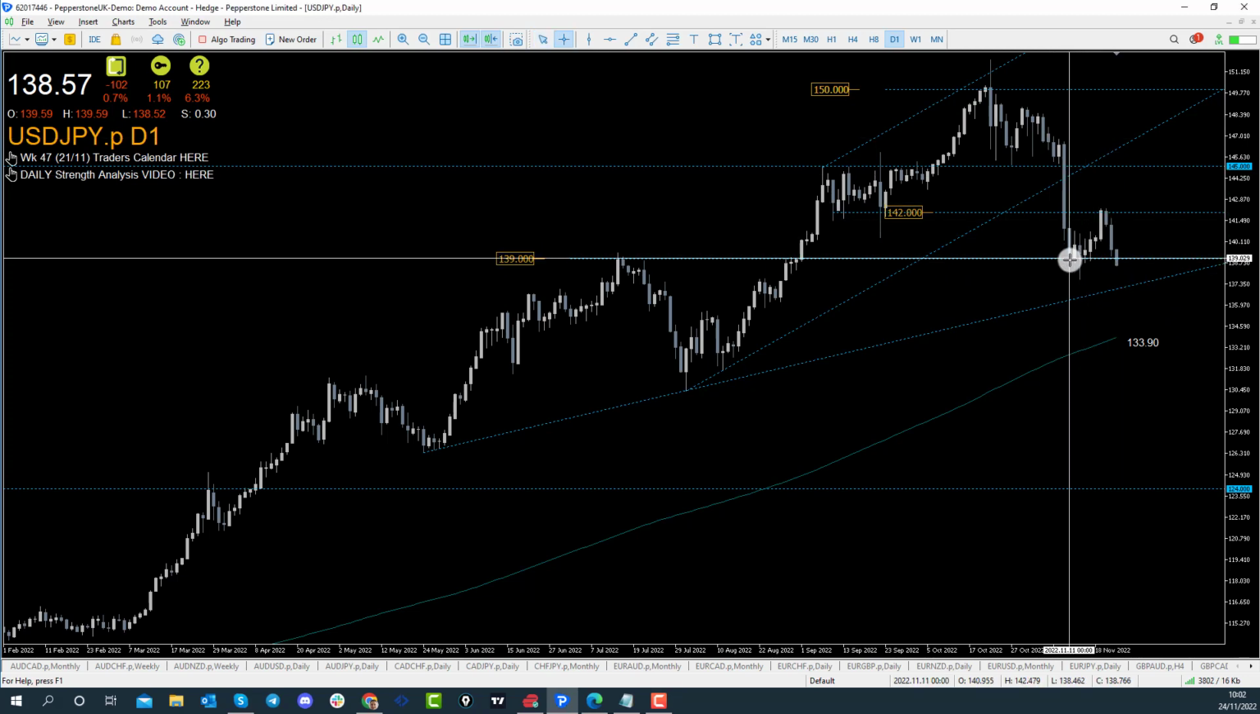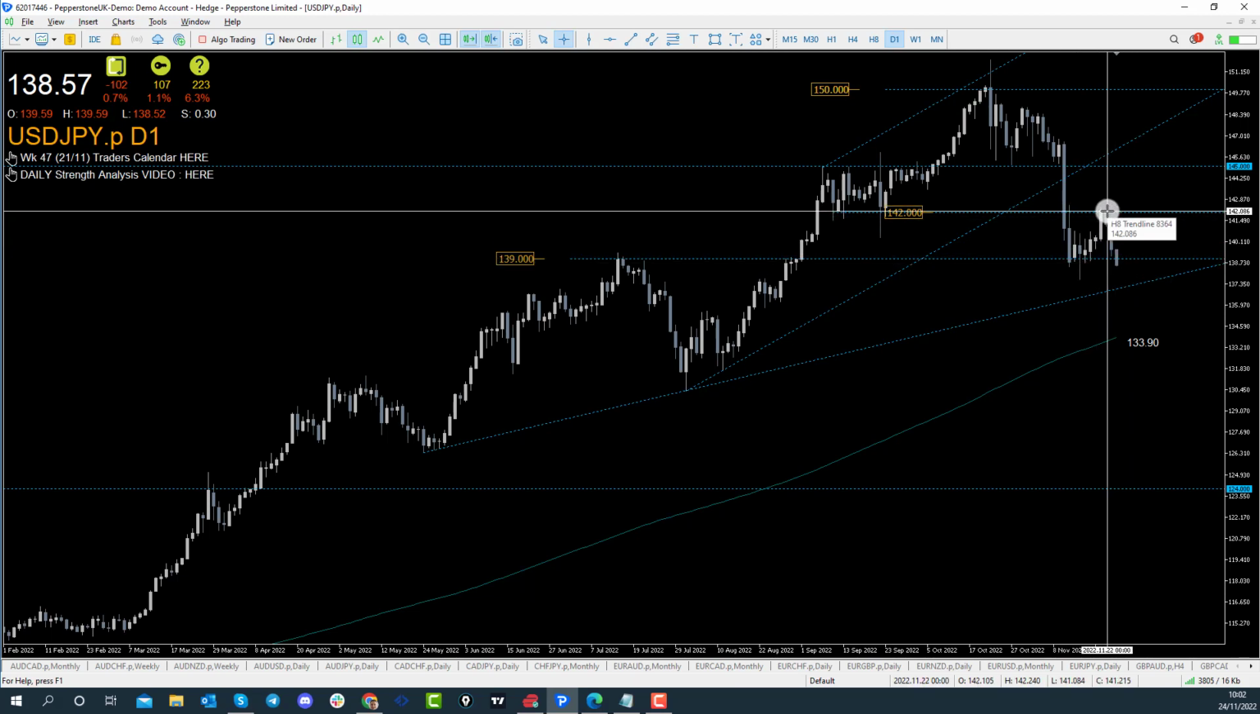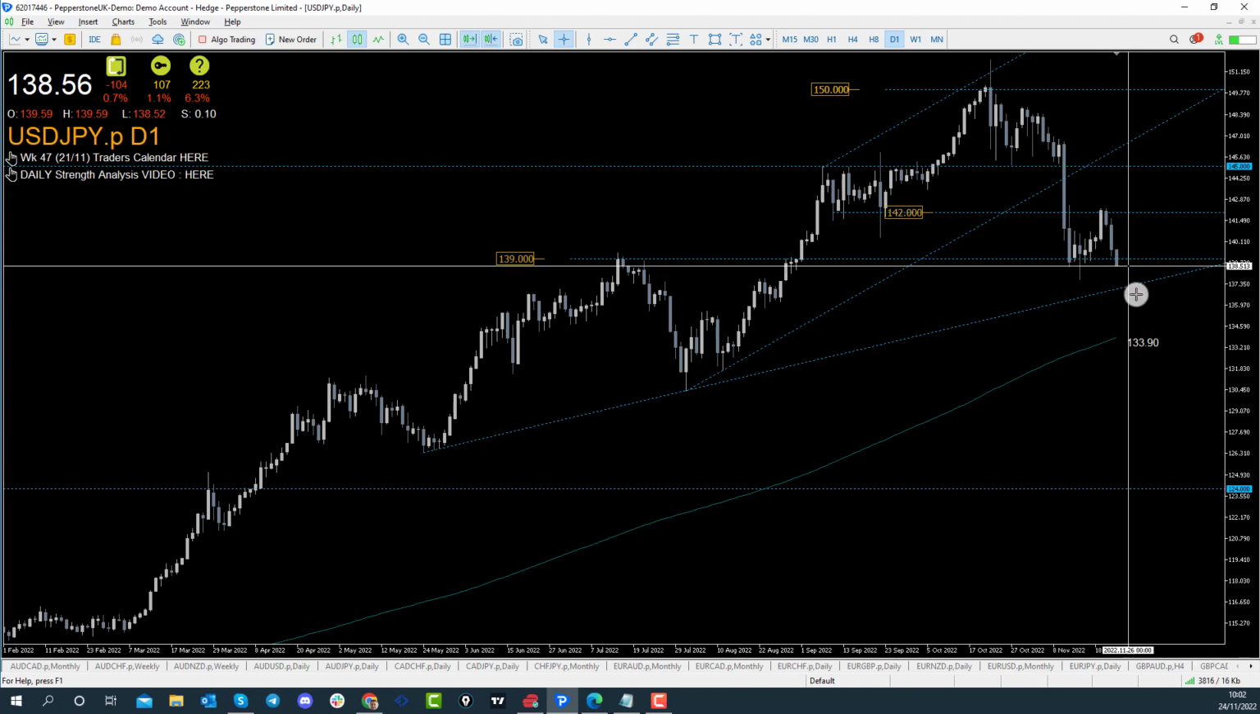Like I said, we found some small buyers here at the 139 handle, but then price rallied back to the 142 lows, where we found resistance once more. So that's telling me that price does want to move to the downside. If it's going to continue to move to the downside, where could it move to?